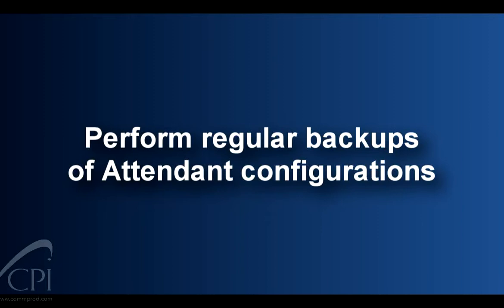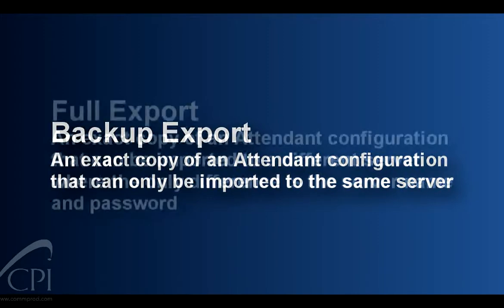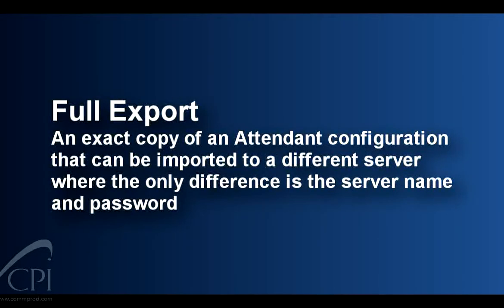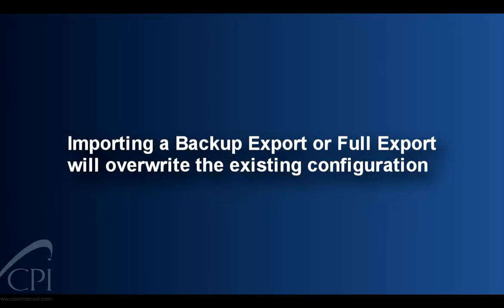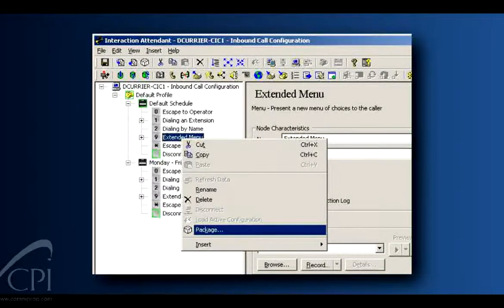Regularly backing up Attendant configurations is an excellent way to protect against destructive changes and data corruption. A backup export is an exact copy of the current configuration that can only be imported to the same server. A full export is the same, but can be imported to a server where the only difference is the server name and password. Importing either of these will overwrite the existing configuration. A package can be any Attendant node including its child objects, and when imported, does not overwrite the existing configuration, but is added to it.